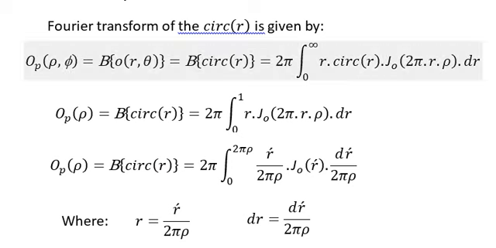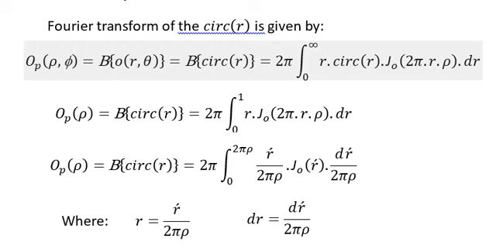Okay, now the Fourier transform of the circ function. Let's calculate the Fourier transform of the circ function. This is given by capital O subscript p as a function of rho and phi, which will be represented by a Bessel function, because if any object has a circular symmetry, we shall be using the Bessel function to identify that the object has a circular symmetry.